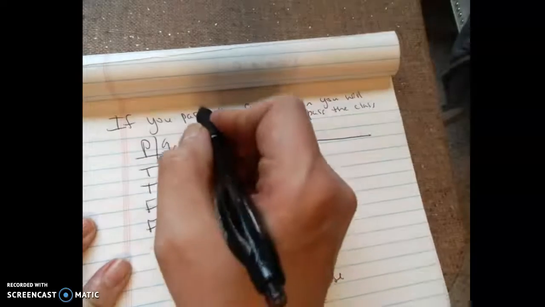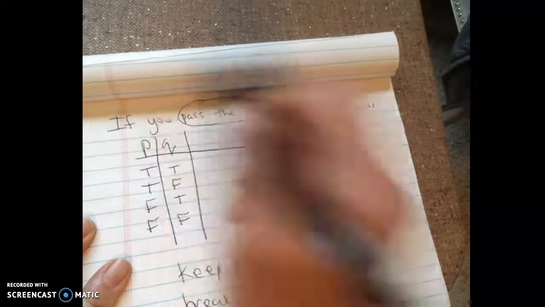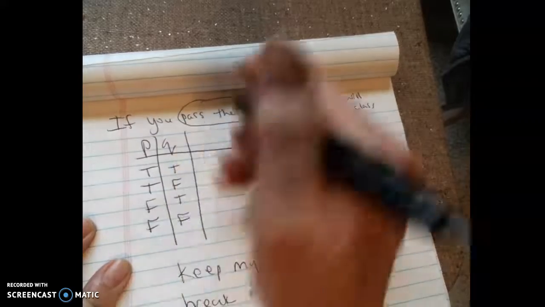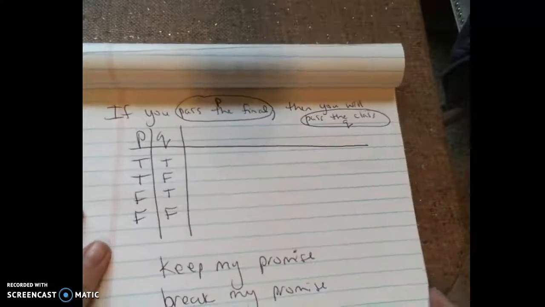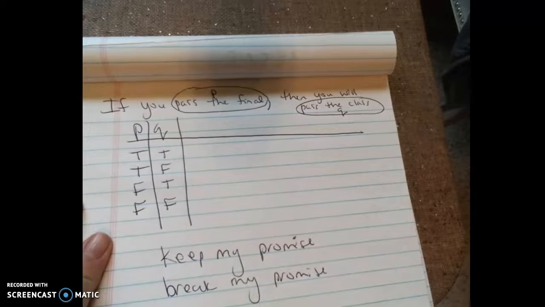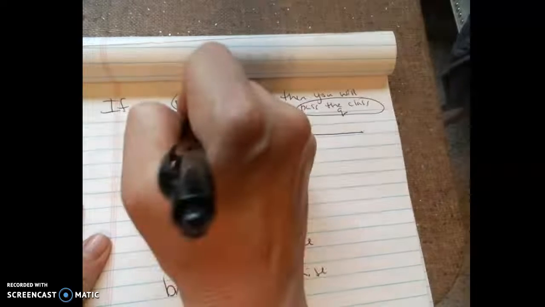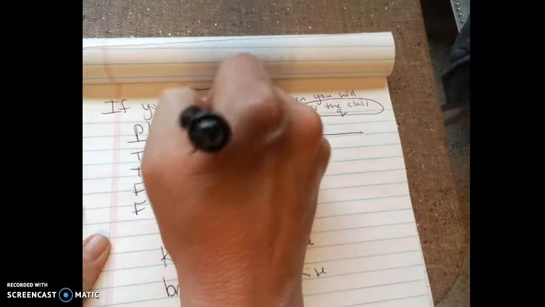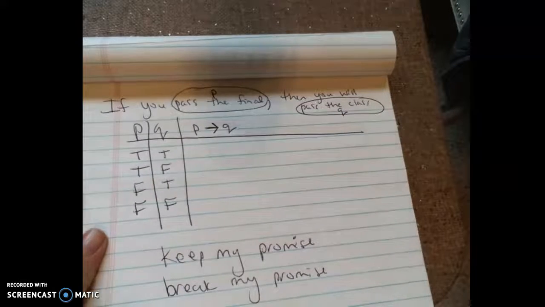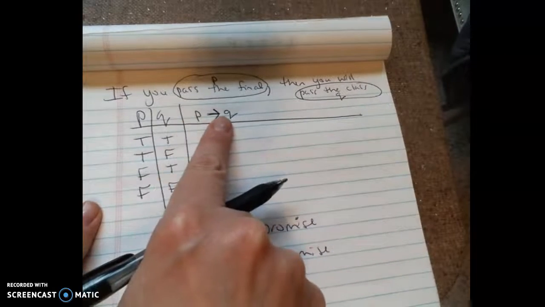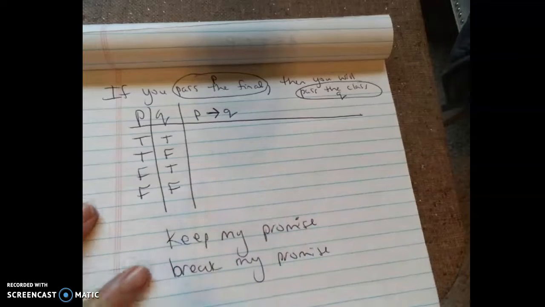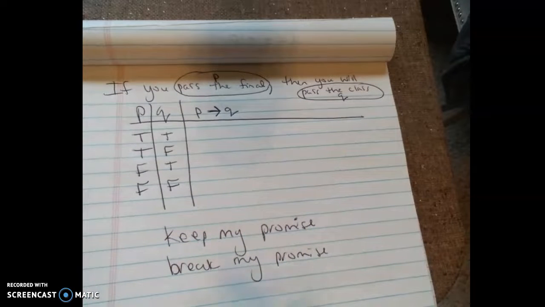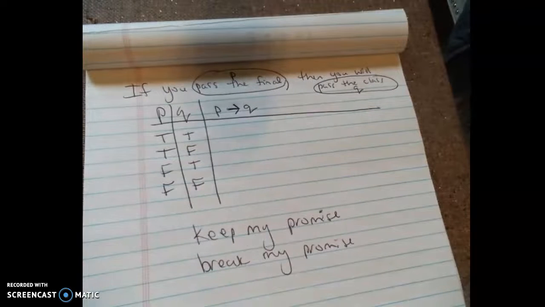So my P is passing the final. P is you pass the final. Q is the result that you would pass the class. So the question is, am I keeping my promise or not? And this is P implies Q. So P implies Q says if, then. If you have a double arrow, it means if and only if. That means it has to go both directions, both forward and backwards. So you can read the book about that.